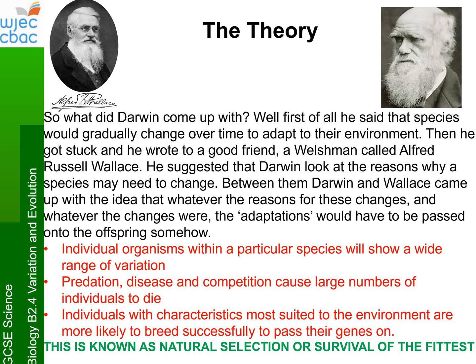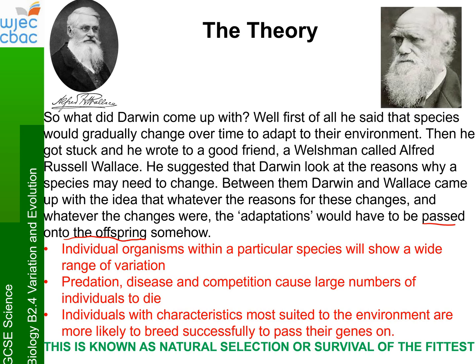He suggested Darwin look at the reasons why a species may need to change. And between them, Darwin and Wallace came up with the idea that whatever the reasons for these changes, and whatever the changes were, the adaptations would have to be passed on to the offspring somehow. And that's the key bit, the difference between Lamarck and Darwin's, that these adaptations would have to be inherited. They'd have to be in every single cell, or they would have to be in the sex cells to pass on.